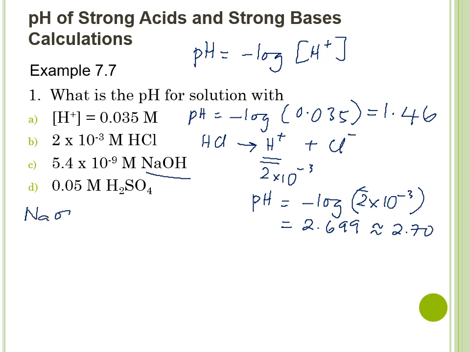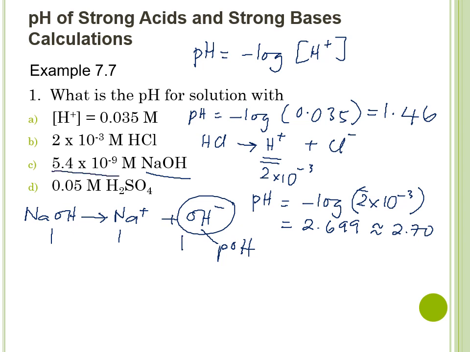Sodium hydroxide dissociates to release Na+ and OH-. So we are going to find the concentration of OH- to get the pOH. This is 1 mole, this is 1 mole, this is 1 mole. Therefore, the OH- concentration is the same as the concentration of sodium hydroxide.